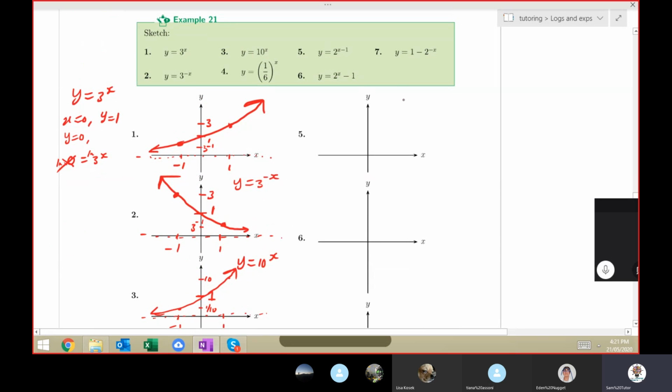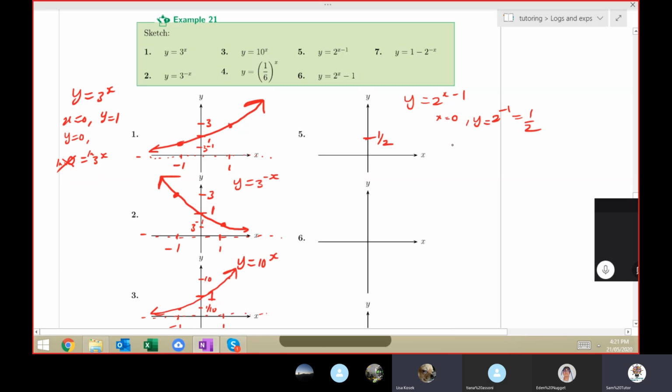Question 5. Y equals 2 to the x minus 1. Maybe Lisa, tell me what's the first number you would sub in? 0. So when x equals 0, take your time, you get minus 1, so what's your answer? Negative 2. Close. 2 to the power of negative 1. So that's 0, take away 1 is negative 1, and then 2 to the power of negative 1, which is a half.